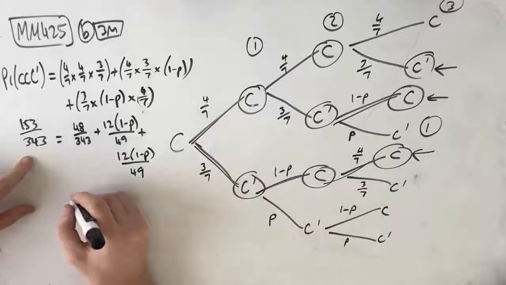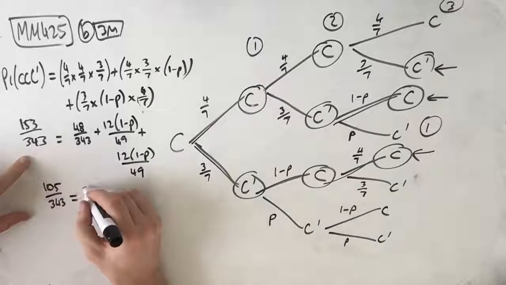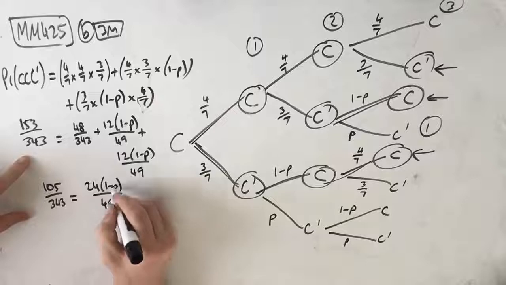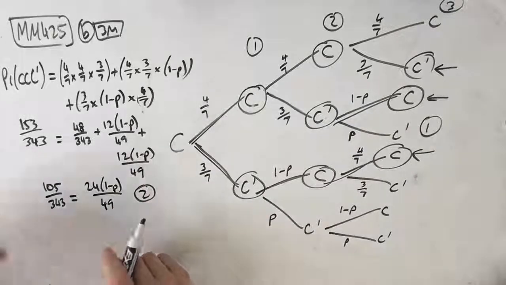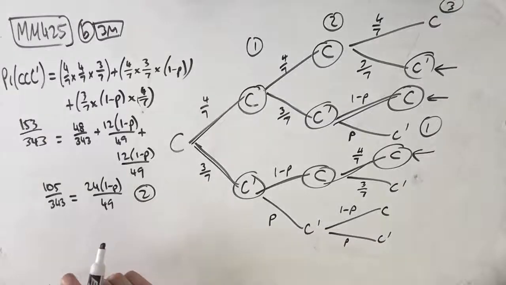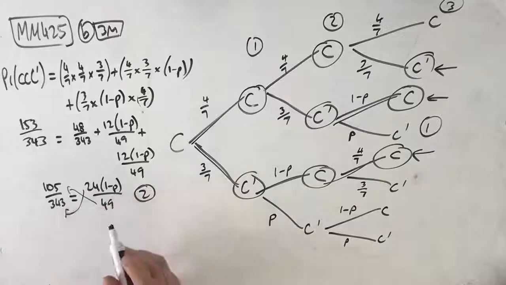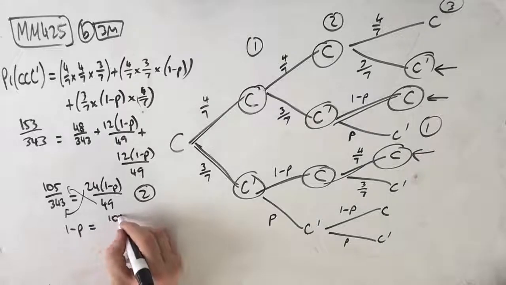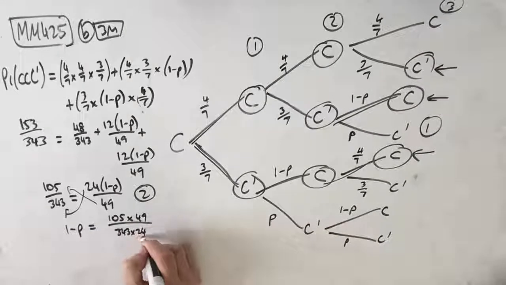Summing all this together and moving it around, we get 105 on 343 equals 24 outside of 1 take p on 49. This is our second mark here. So getting to this point is second mark. And then from here, we can multiply both sides by 49. So we're going to move that to the top and then divide these by 24. And what we get is 1 minus p equals 105 times 49 over 343 times 24.